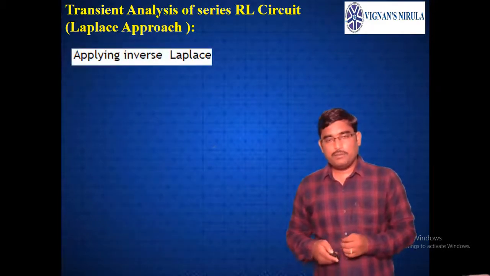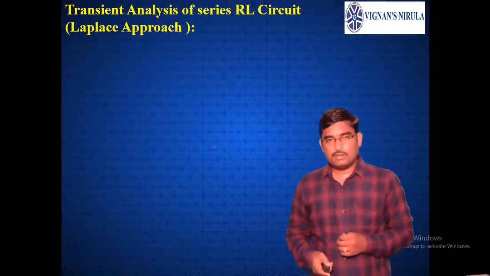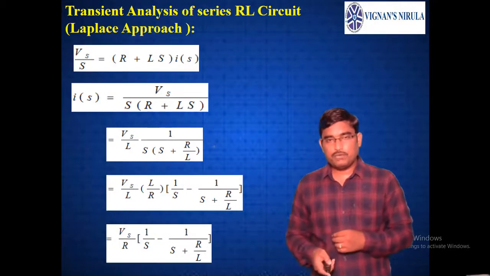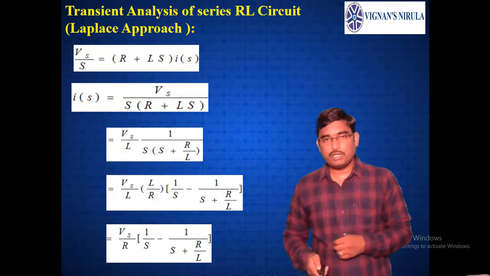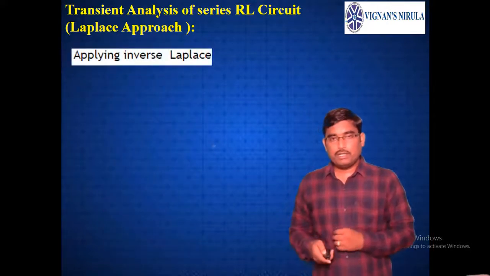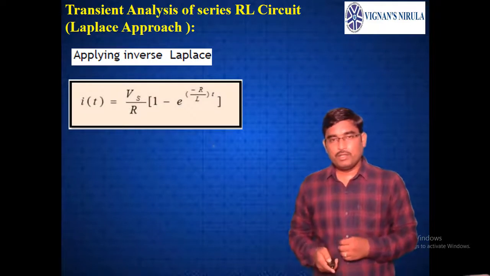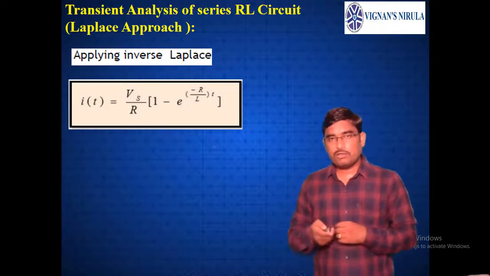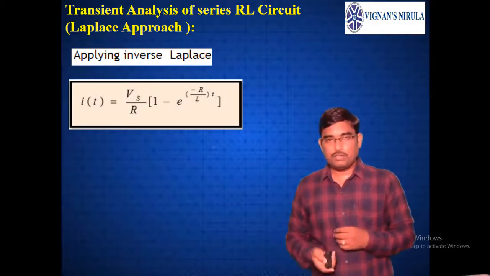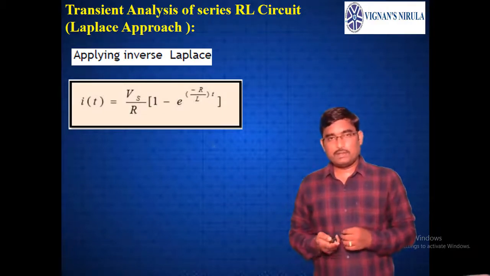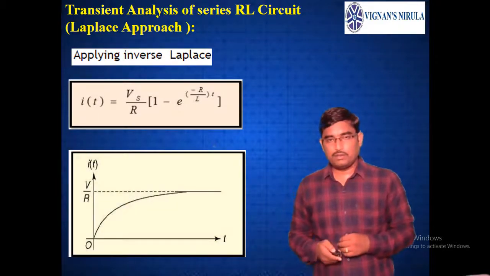Finally, if you take the inverse Laplace transform, it becomes Vs/R times the inverse Laplace transform of the first part, which becomes 1, and of the second part, which becomes e^(-(R/L)t). So finally I = Vs/R (1 - e^(-(R/L)t)). This is the same expression which we got when using the differential equation approach. So we can use either approach to get the response in an RL circuit when it is excited by a DC supply. Now here is the response curve for i(t).